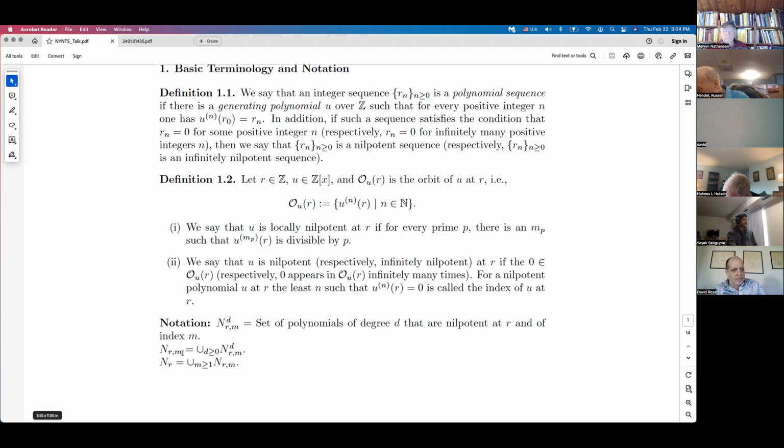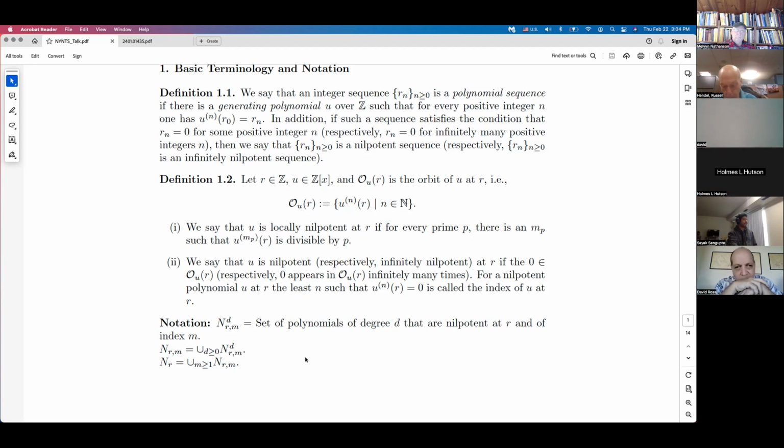And there's some notation that we would like to use throughout the talk, starting with this one, N R M D. R basically means your starting point, as mentioned here. M means the index, and D means the degree of the polynomial. If you take the union over all the degrees D, I guess you can take D to be greater than or equal to 1 instead of D greater than or equal to 0, because the constants don't really give us anything. The non-zero constants, I mean, it's going to stay the same.